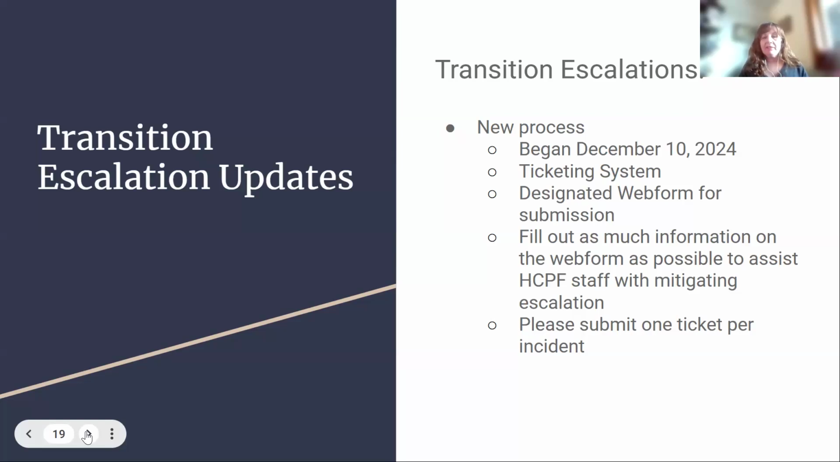LaShawn, your question was actually a great segue to this because this is a good example of an escalation. Early December, HCPF and our team specifically began implementing the use of Salesforce to manage transition escalations in an effort to streamline the handling of questions and concerns that come up in your daily work. This process applies to both long-term care transitions from institutional settings to home and community settings, including escalations pertaining to housing navigation and Category V voucher administration as well.